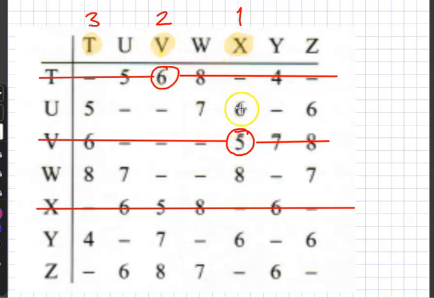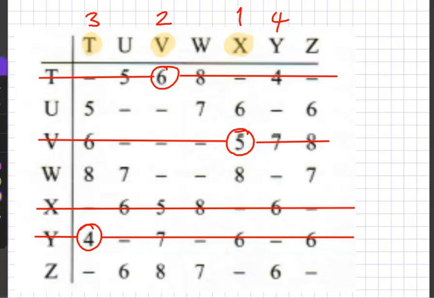So I have still to connect up with U, W, X, and Z. So I've got 6 and 8 and 6. I've got 7 and 8. And I've got 5, 8, and 4. So 4 is the smallest value I was looking at there. So that's connecting up with Y. So cross that off. That's going to be my fourth node that I'm connecting to.